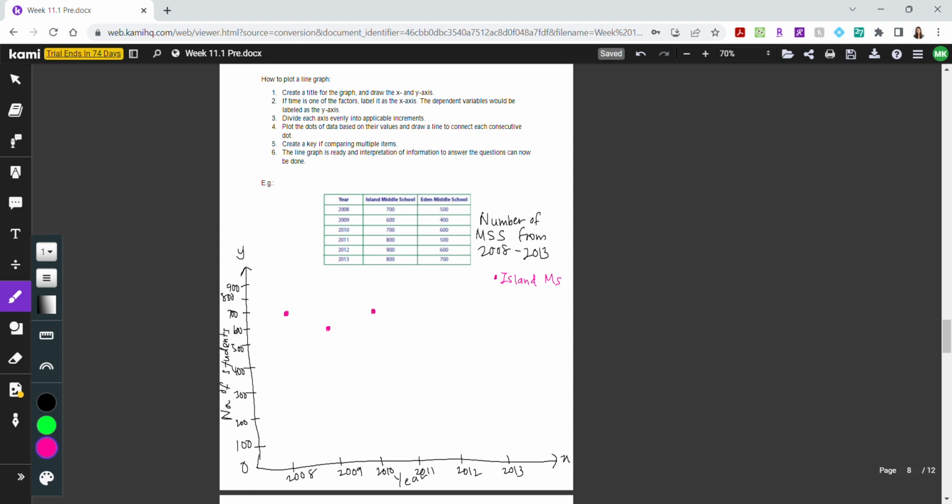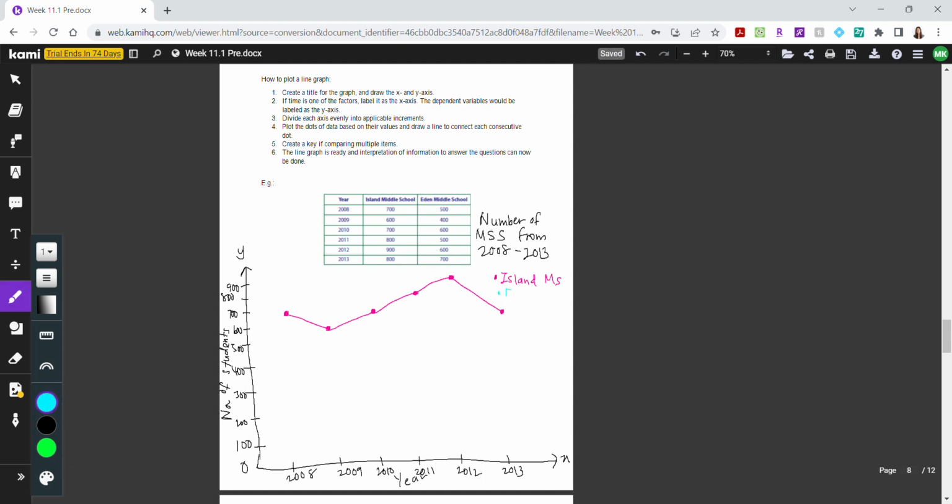2010, 700, so back up there again. 2011 is going to be 800, so it should be about right there. 2012 is going to be 900, so right on top there. And then 2013 is going to be 700, so right there. And then from here, I'm going to connect the dots in a straight line, right? So it's going to go boom, boom, boom, boom, right there. So that's how Island Middle School's trend is going to look like.